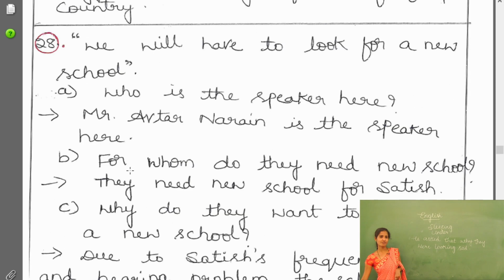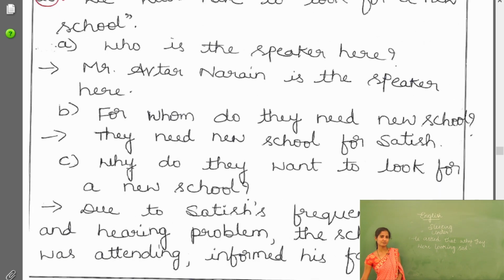So the next question is, "We will have to look for a new school." Who is the speaker here? This line is taken from the lesson Colors of Silence, and the speaker here is Mr. Avatar Narain. For whom do they need a new school? They need a new school for Satish. Why do they want to look for a new school?